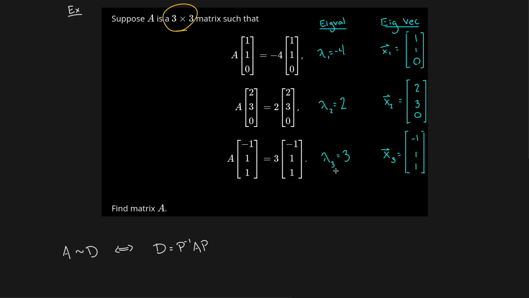It's not too hard to look at these and observe that they are going to be linearly independent. You can always check though if you need to. But these are 3 linearly independent eigenvectors, which means matrix A is diagonalizable. And we can use this relationship to find matrix A.